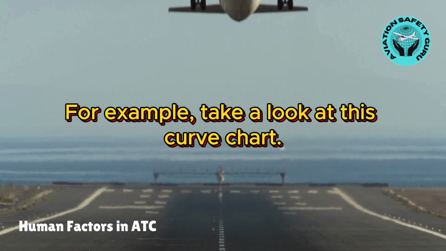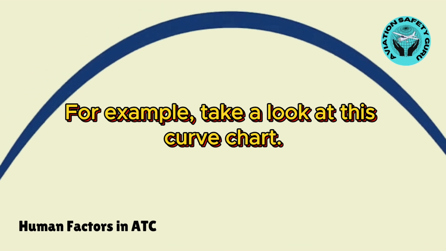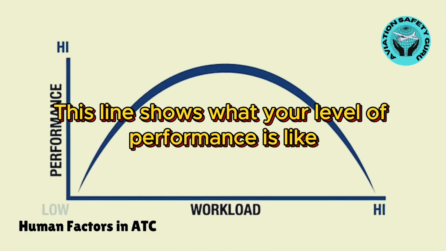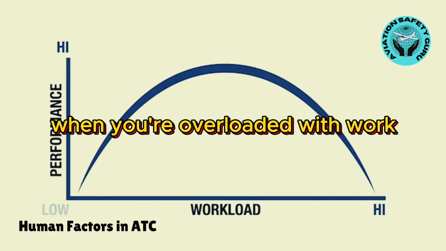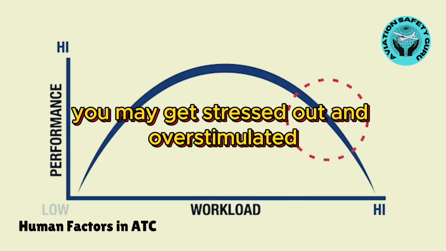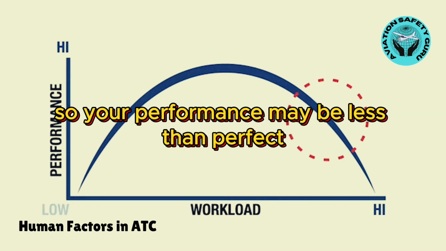For example, take a look at this curve chart. This line shows what your level of performance is like when you're on the job. When you're overloaded with work, you may get stressed out and overstimulated. Your task is saturated, so your performance may be less than perfect.